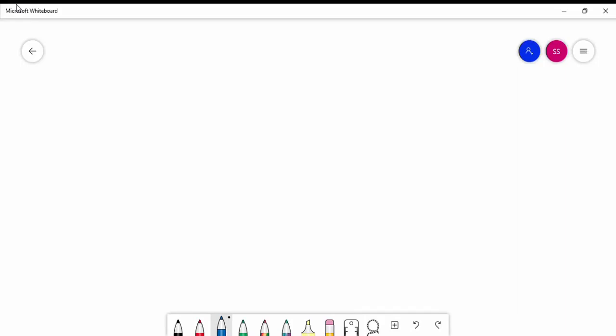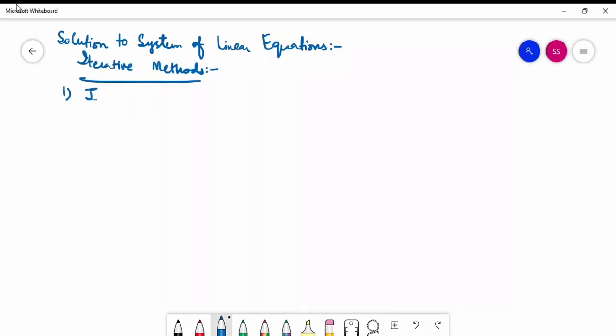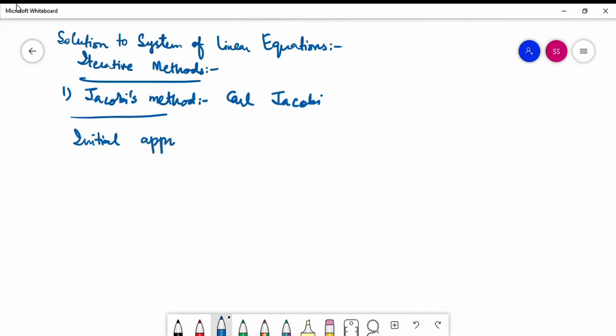We have done before how to solve the system of linear equations by direct methods, and today we will study how to solve the system of linear equations by iterative methods. Basically we have two iterative methods. The first method is known as Jacobi's method. The mathematician Jacobi introduced this method, and it is an iterative method where an initial approximation is assumed. We initially approximate the solution, and it is modified towards the solution in an iterative way.